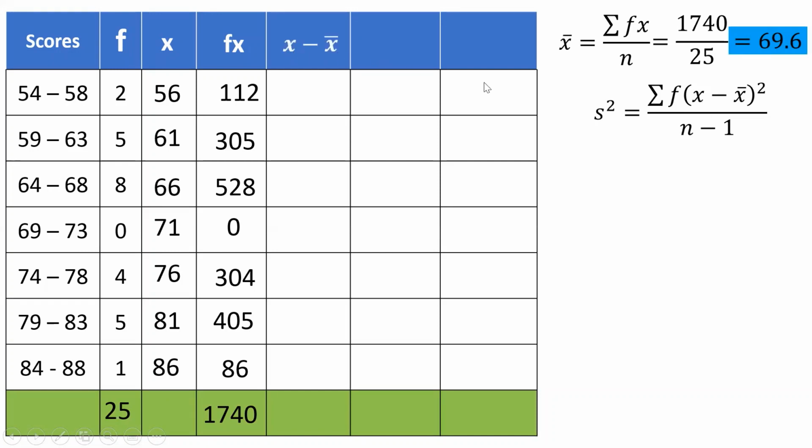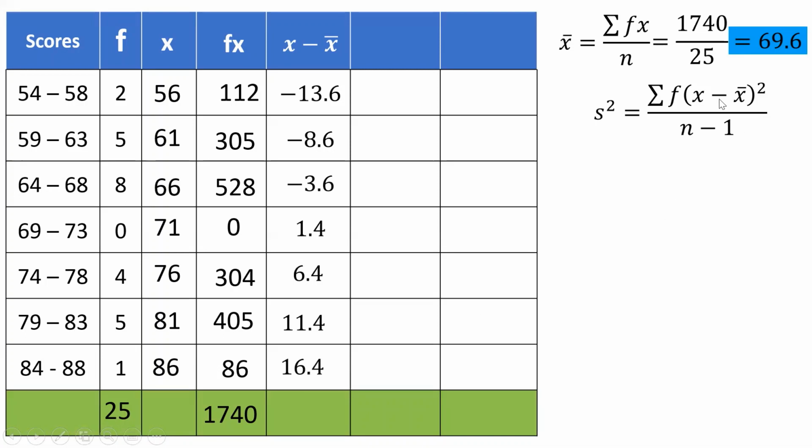Let us find the x minus the mean. So x is 56 minus the mean, which is 69.6. So 56 minus 69.6, that is negative 13.6. 61 minus 69.6, that is negative 8.6. 66 minus 69.6, that is negative 3.6. So do the same up to the last entry, that is 86 minus 69.6 is equal to 16.4.